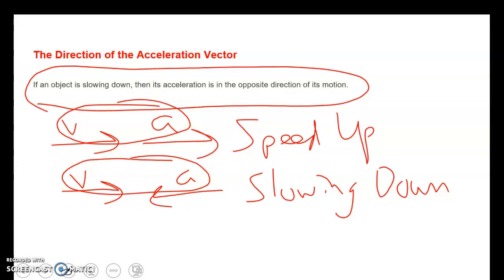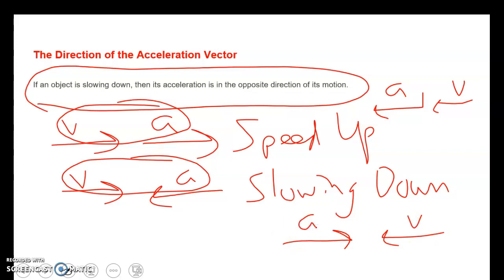So another way we could be speeding up, if velocity and acceleration are both going to the left. And another way we could be slowing down is if velocity is going left and acceleration is going right. So as long as they're going in opposite directions, you're slowing down. Speeding up if they're going in the same direction. This will help you on the assignments.